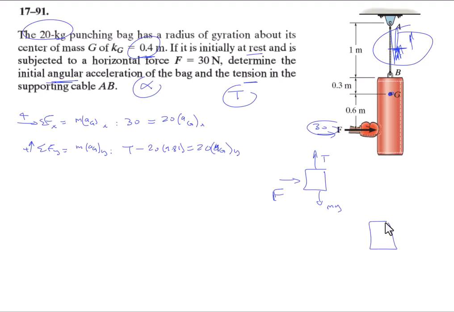The kinetic diagram will have a normal component of the acceleration, A in the normal direction, and an acceleration A of the bag in the tangential direction. This normal component is 0, since it's not moving toward the center or away from the center. But this one is, of course, what we have here: the acceleration of the center of mass in the y direction and the acceleration of the center of mass in the x direction.